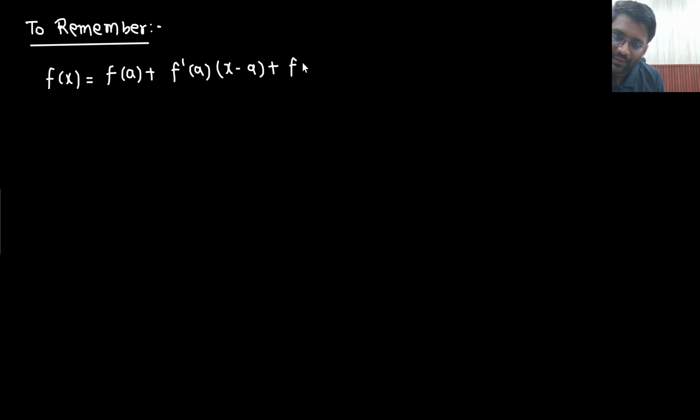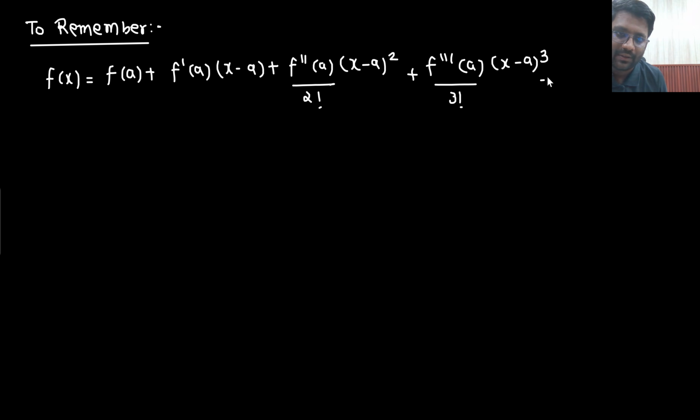The expansion of f of x about x equals a. It would be f of a plus f dash a times x minus a, plus f double dash a times x minus a whole square divided by 2 factorial, plus f triple dash a times x minus a whole cube divided by 3 factorial, and so on. This is what I am asking you to remember, right?